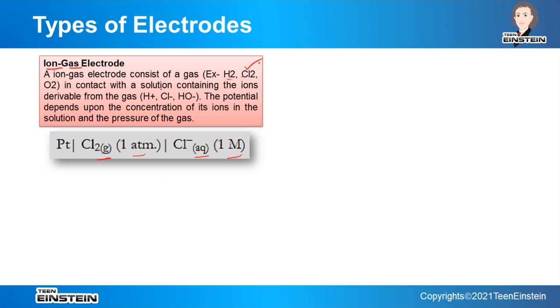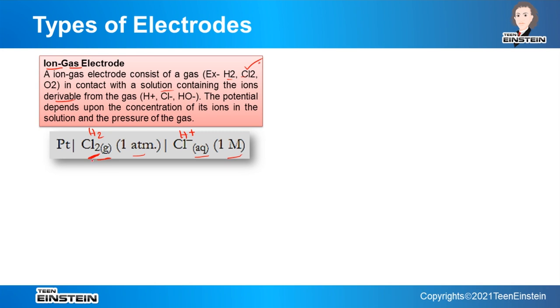Now this is in contact with a solution containing the ions which we can derive from the gas. So the ion that we can derive here is Cl minus. Similarly, if we have taken H2, then the ion that we can derive from it will be H plus. Similarly, for oxygen, it will be O2 minus, or OH minus. So it means that there will be a gas and there will be an ion which is the same ion present in the gas.